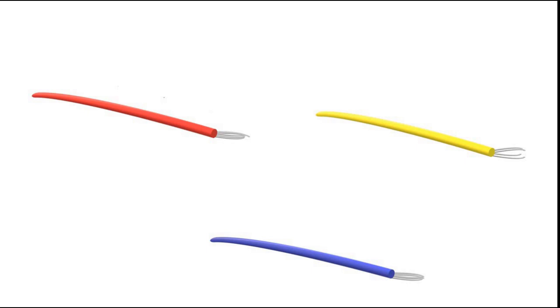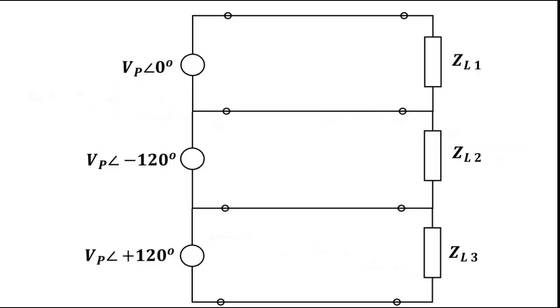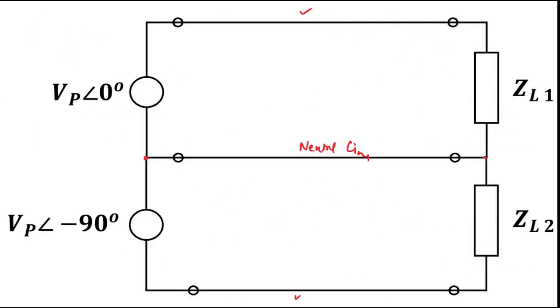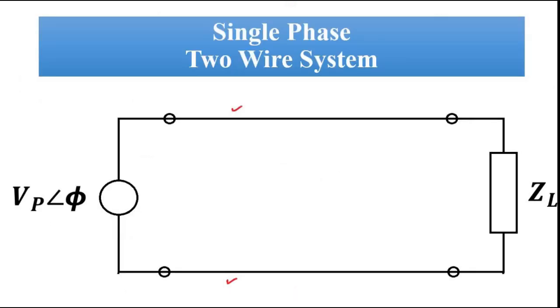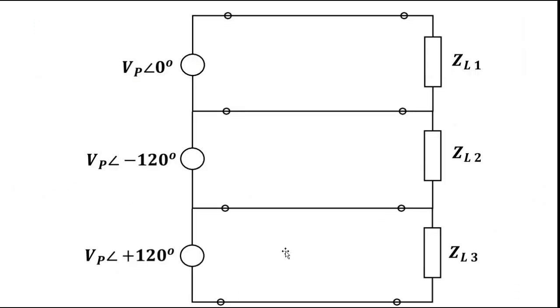So these are some of the basic concepts related to polyphase circuits. We discussed that, but the most commonly used system is the 3-phase 4-wire or 3-phase 3-wire system.